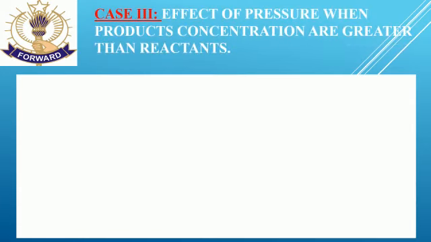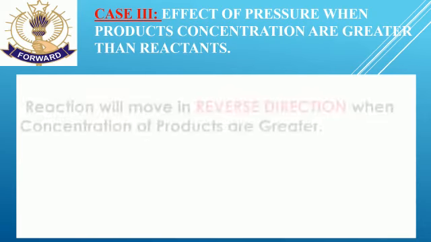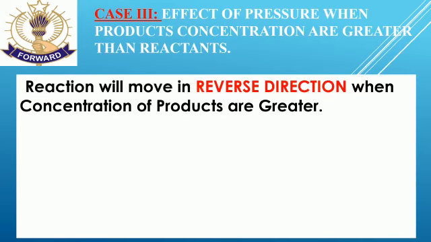Next, third case, we have the effect of pressure when product concentration are greater than reactants. So dear students, when the concentration of products are greater than reactants, the reaction will move in the reverse direction. For example, in the given reaction A plus B, reactant concentration each of 1 mole concentration, while the product C and D, the concentration is 3 mole. So the concentration of product is greater as compared to reactant.